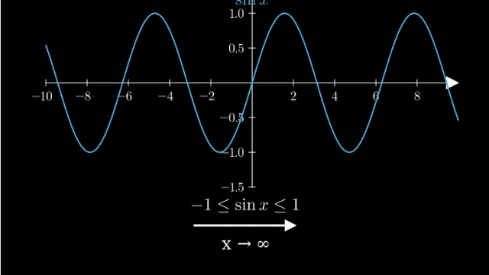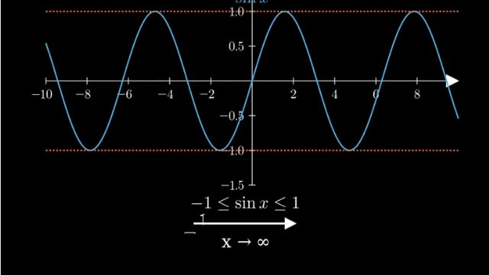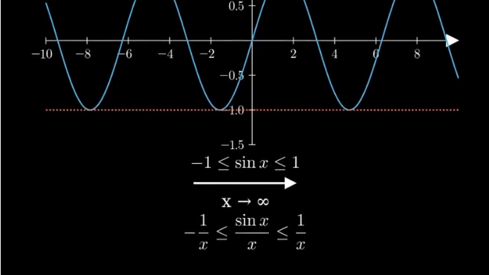As x grows larger and larger, the denominator of our fraction grows without bound. Meanwhile, the numerator, sine x, remains bounded between -1 and 1. This scenario allows us to apply the squeeze theorem. We can squeeze our fraction between -1 over x and 1 over x.